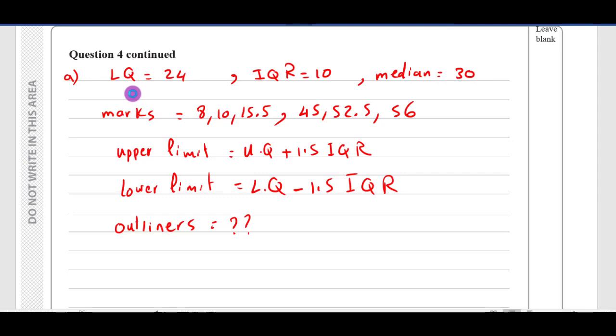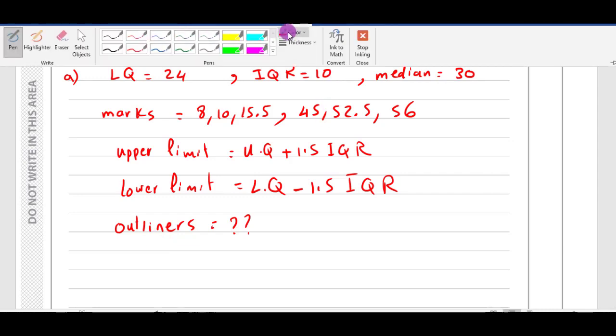This is the given data. The lower quartile is 24, the interquartile range is equal to 10, the median is equal to 30, and the marks are 8, 10, and 15.5, 45, 52.5, and 56. The upper limit is given by the upper quartile plus 1.5 interquartile range, and the lower limit by the lower quartile minus 1.5 interquartile range. We need to find if there are any outliers. So let us start.